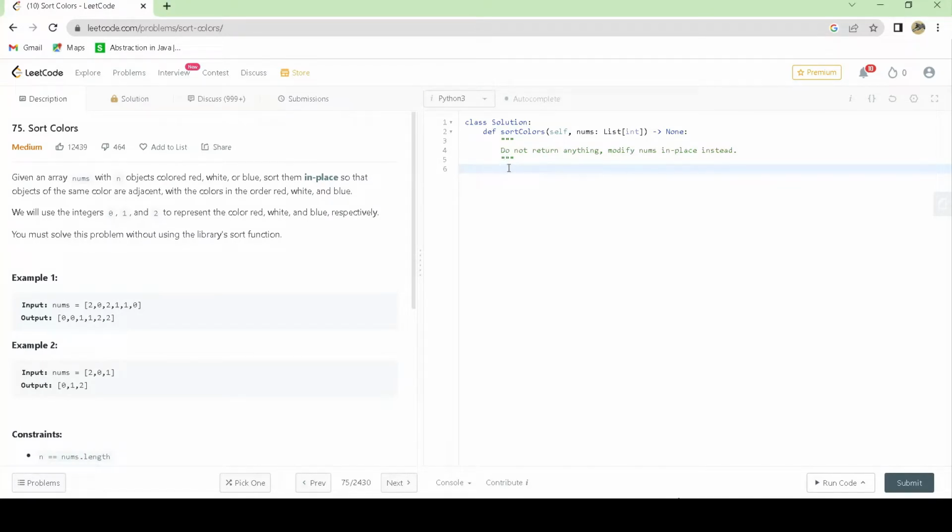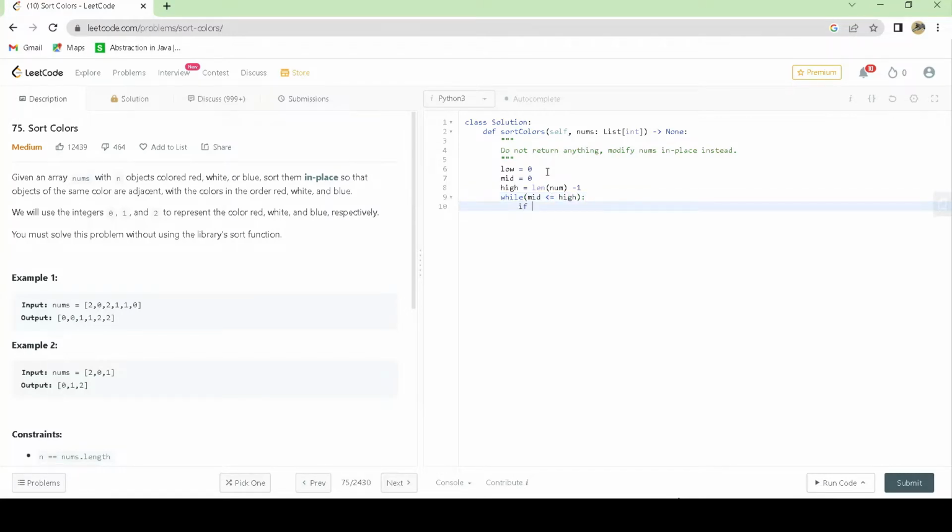Okay, let's see the code for this. Previously I have said that I will take three pointers: low, mid and high. Low and mid are at the starting point, so I will take 0, and the high pointer will start at the ending of the array, so I will take length of nums minus 1. We have to traverse until the condition is satisfied: mid less than or equal to high.